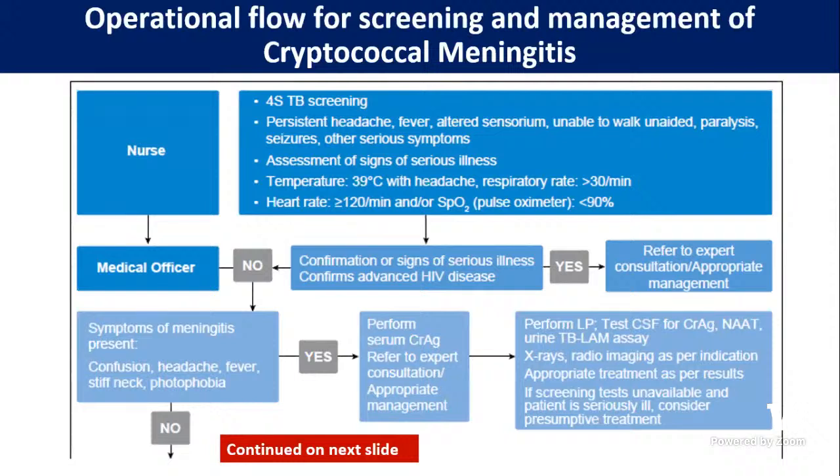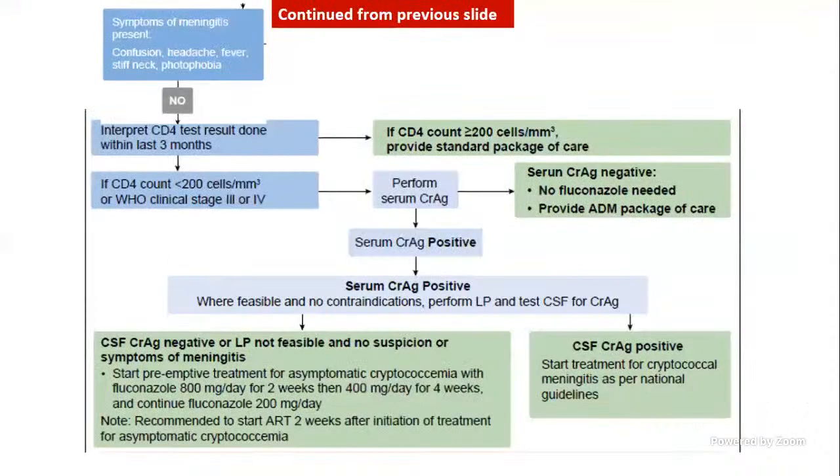Now, suppose symptoms of meningitis are absent. We go on to the next slide. Symptoms of meningitis are absent. Then you will look at the CD4 count. If the CD4 count is more than or equal to 200, you will provide the same standard of care. If, however, the CD4 count is less than 200, or the patient is in WHO clinical stage 3 or 4, which means this patient has advanced HIV disease, you will perform a serum CRAG at the ART center.